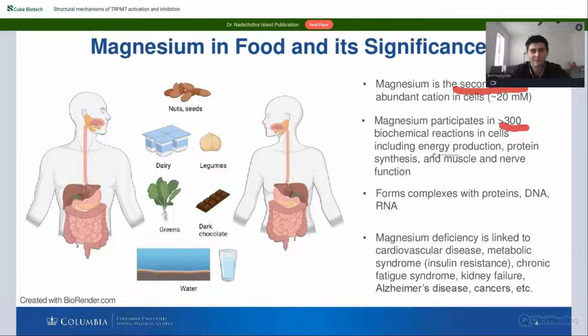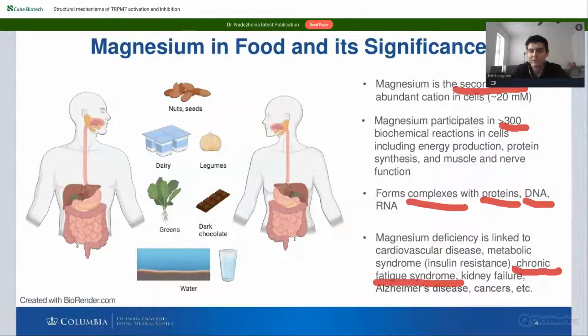It participates in energy production, protein synthesis, muscle and nerve function, and it forms complexes with proteins, DNA and RNA. For example, magnesium is essential for ribosome function. And there are a lot of illnesses that are associated with magnesium deficiency. The best known of them are cardiovascular disease, metabolic syndrome or insulin resistance, chronic fatigue syndrome, which is very crucial nowadays, kidney failure, Alzheimer's disease, cancers, and others.